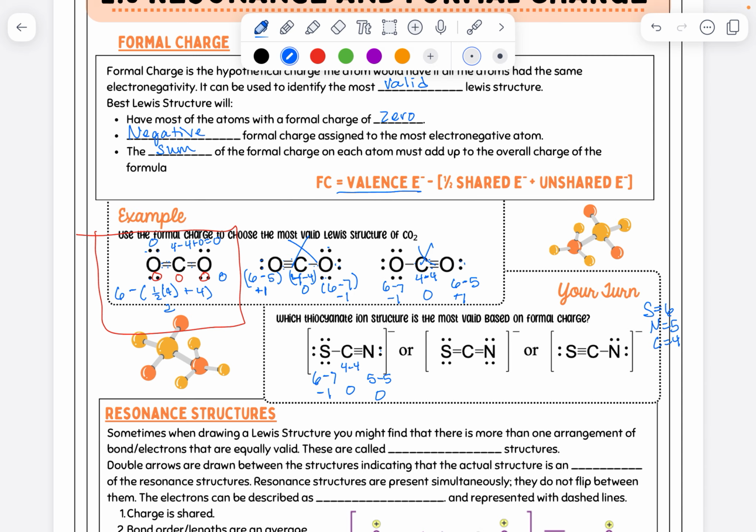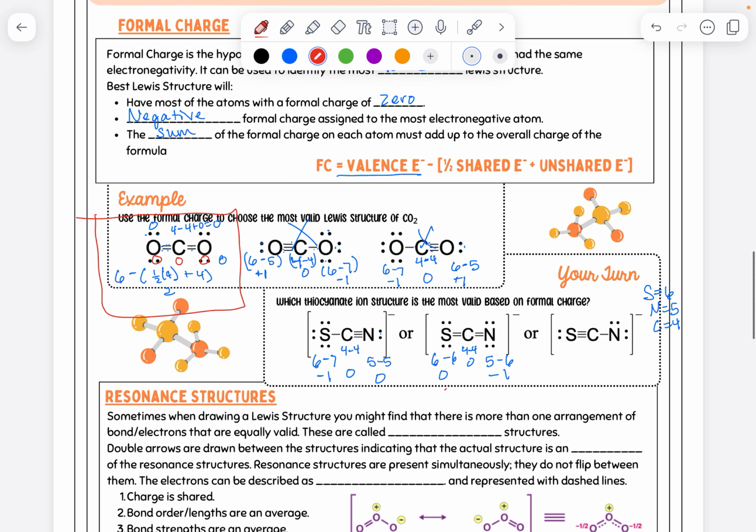Sulfur here, again, 6 minus 2, 4, 5, 6. 6 minus 6 gives me 0. Carbon again is 4 minus 4, which gives me 0. And nitrogen is 5 minus 2, 4, and then I have 5, 6, or half of 4, which is 2, but 6. And that's -1. So I have 0, 0, -1 on this one. So let me make those red so I just know which one's my formal charge. And I have -1, 0, 0.